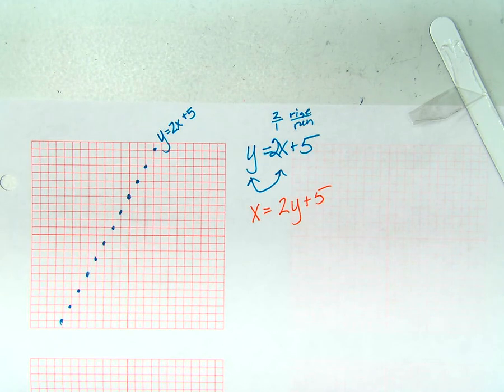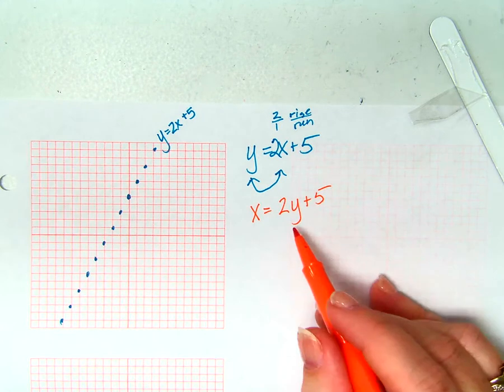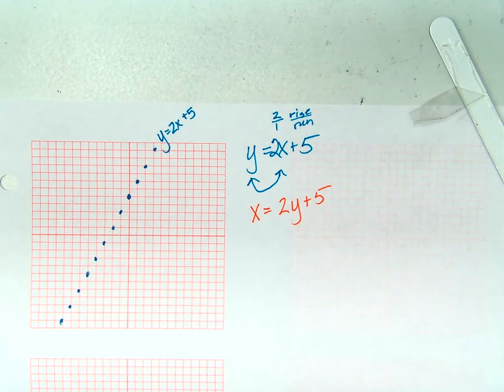Y is not isolated, right? Y is not by itself. If we're talking about the equation of a line or an equation of whatever it might be, I really need it y equals, don't I? So this is one of those situations that after I switch x and y, I have to solve for y. Okay? How do I solve for y? How do I isolate the y?